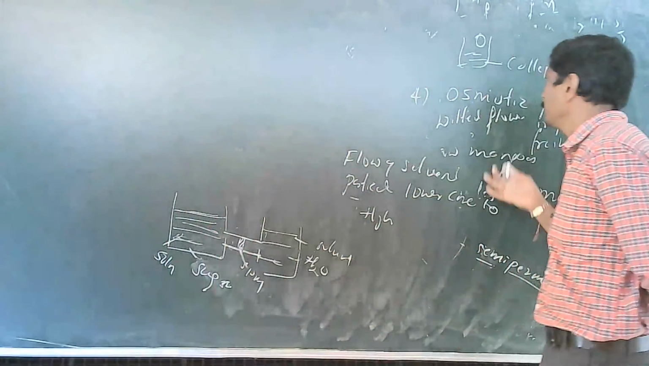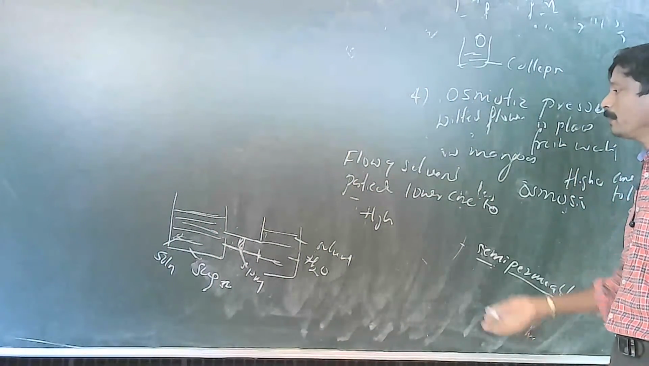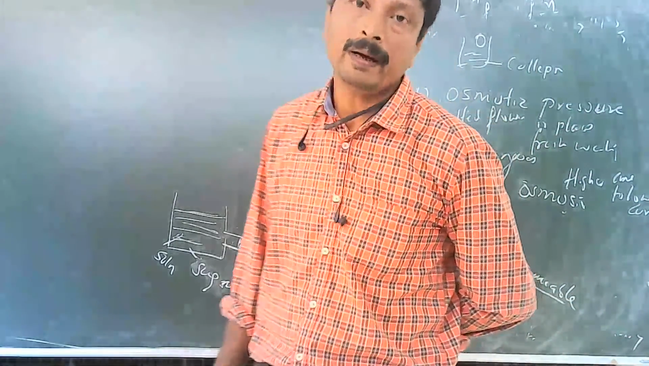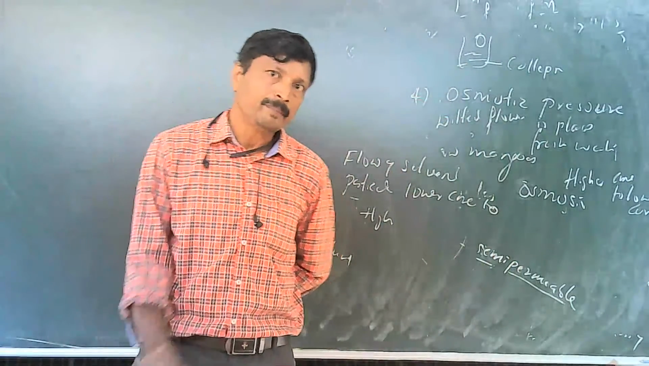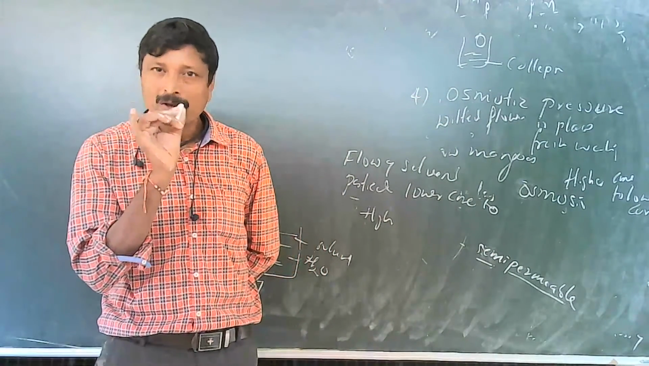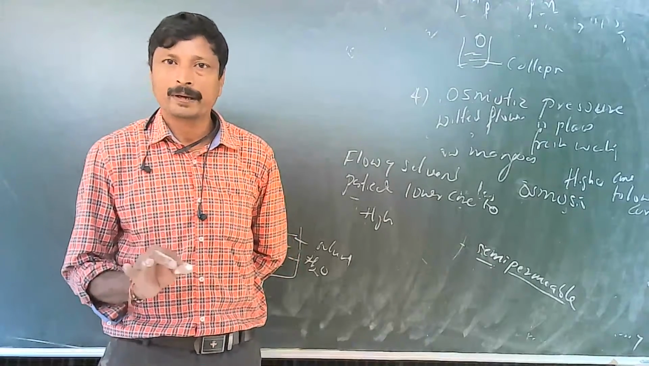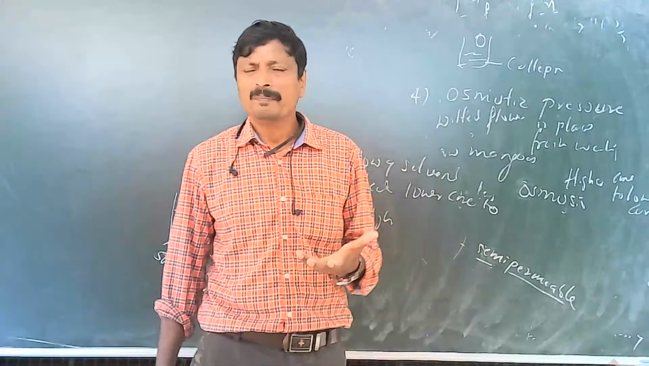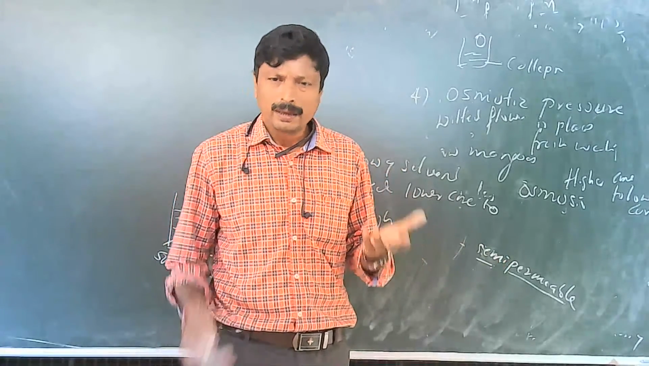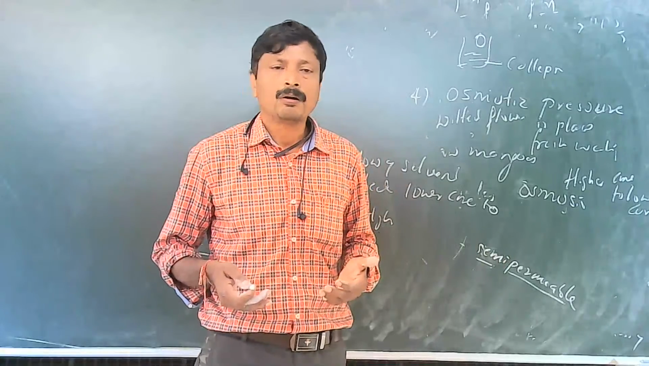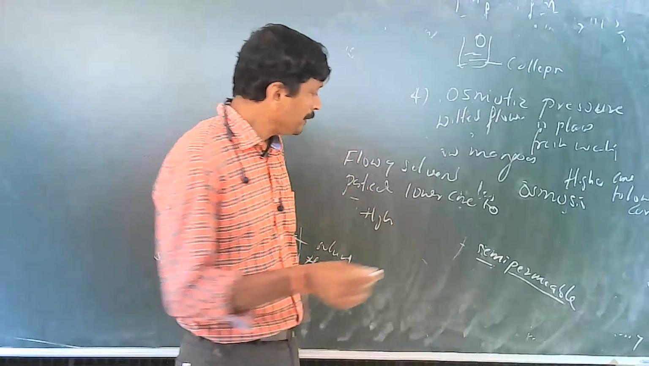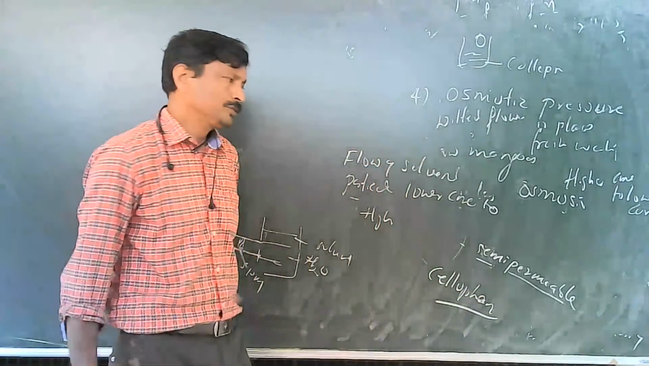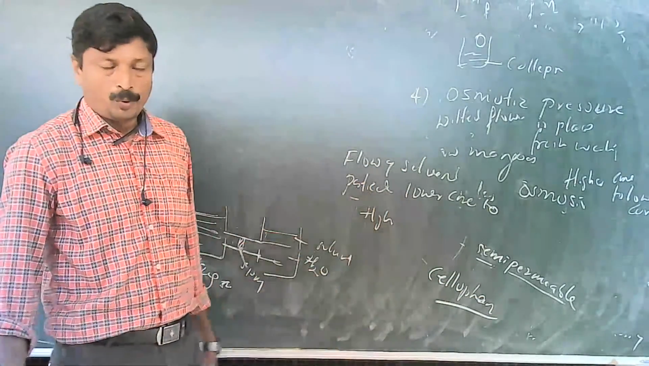See, all this phenomenon, what is the process? Osmosis is taking place. For osmosis, what is required? A semi-permeable membrane. What is the meaning of semi-permeable membrane? It permits only the smaller solvent particles, not the bigger solute particles. A semi-permeable membrane may be natural, like bladder or parchment paper, or synthetic, like cellophane. So this is called osmosis.